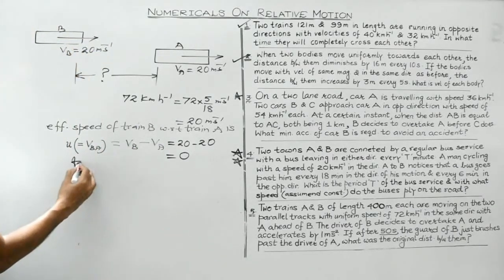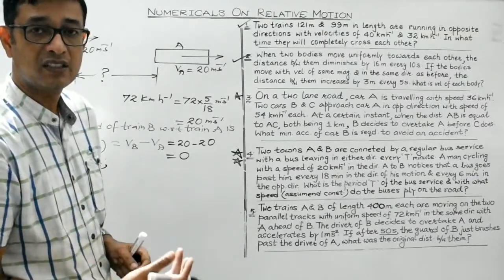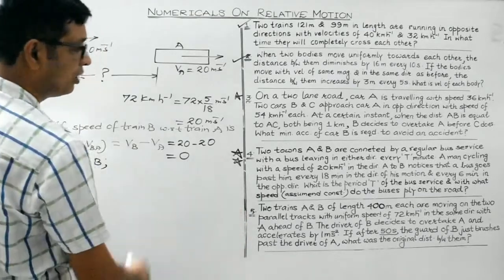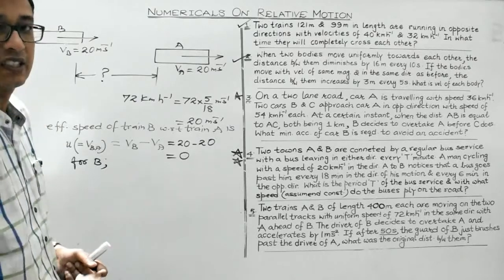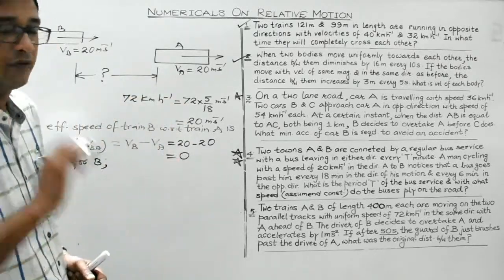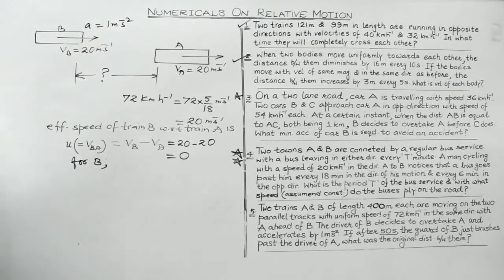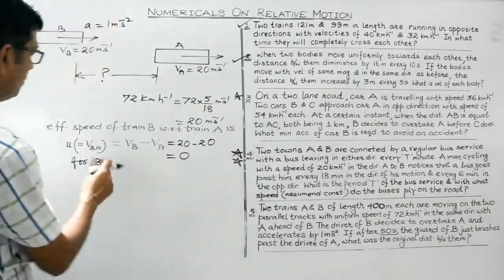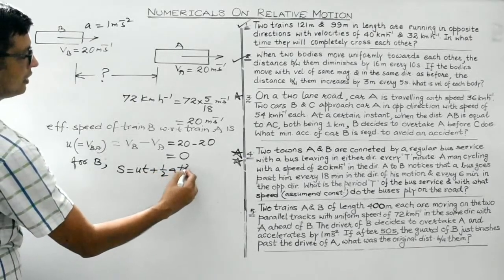Now for body B, it's given that what was the original distance, or by what distance train B is behind train A before the driver of B decides to overtake A and accelerates by 1 meter per second square and crosses completely in 50 seconds. So acceleration is given to be 1 meter per second square. So we can make use of second equation of kinematics for body B, which is S equals to ut plus half at square.